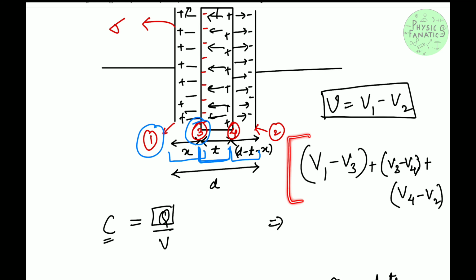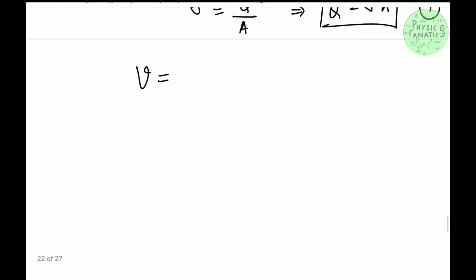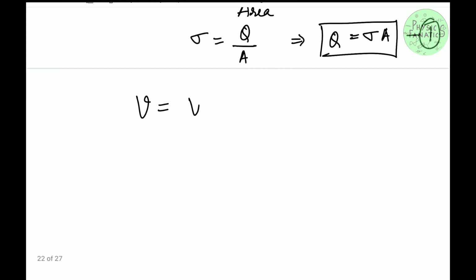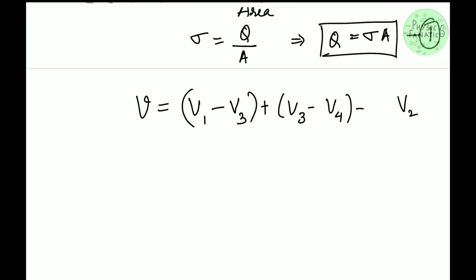So I can use this simple trick and I'll just write it down, right? Okay, so I can write V1 minus V3 plus V3 minus V4 plus V4 minus V2.